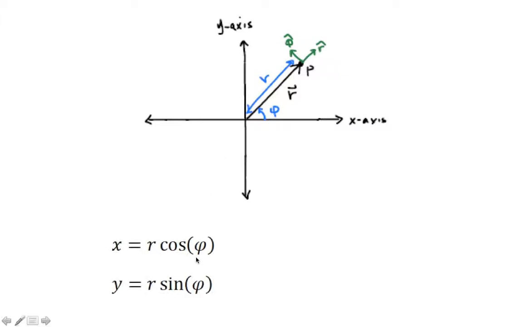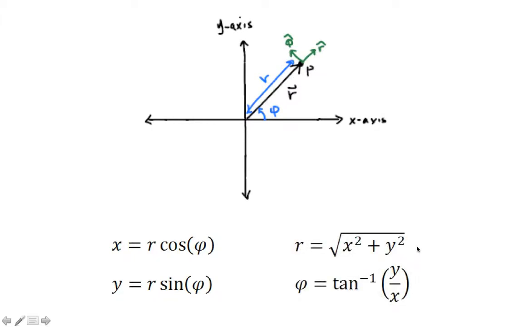x and y are going to be x equals r cosine phi and y equals r sine phi. What we can do is then invert these to find r and phi. And r is just going to be given by the Pythagorean theorem. Phi is going to be the inverse tangent of y over x. You should make sure that you know how to derive all 4 of these coordinates.